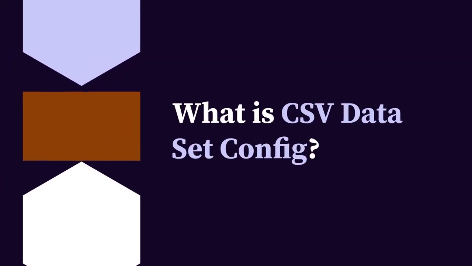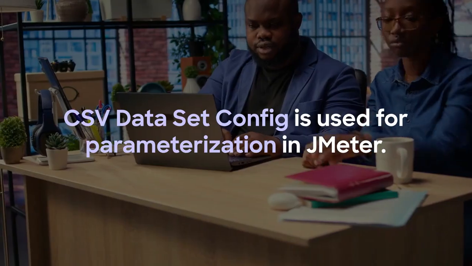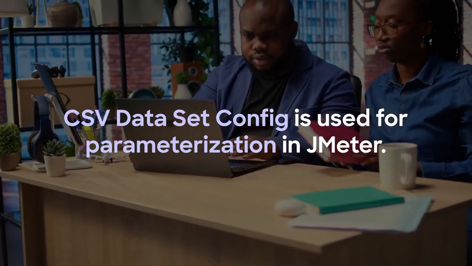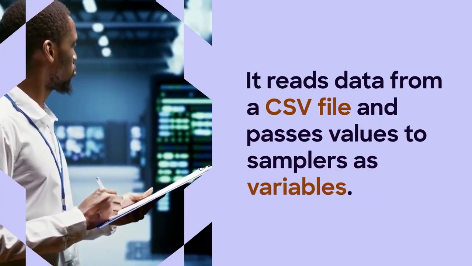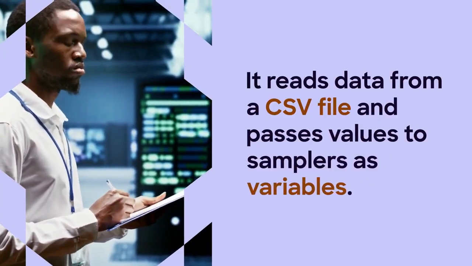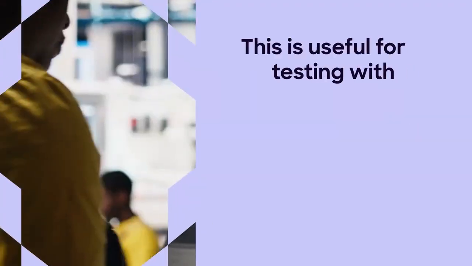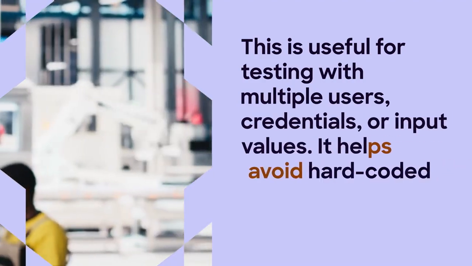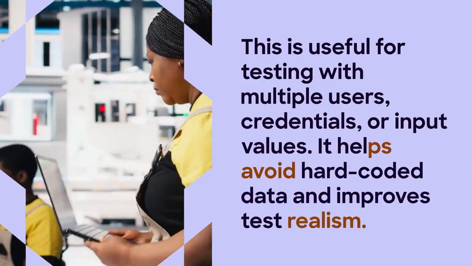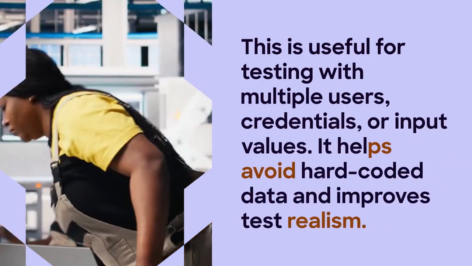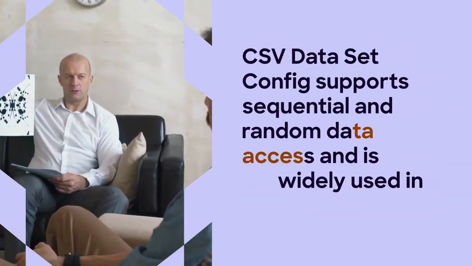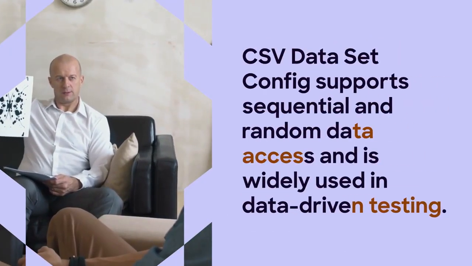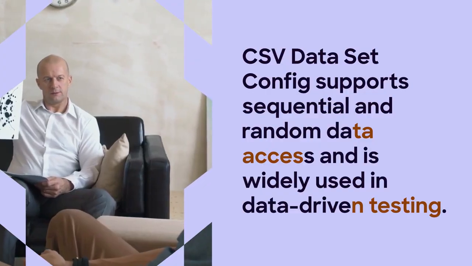12. What is CSV dataset config? CSV dataset config is used for parameterization in Jmeter. It reads data from a CSV file and passes values to samplers as variables. This is useful for testing with multiple users' credentials or input values. It helps avoid hard-coded data and improves test realism. CSV dataset config supports sequential and random data access and is widely used in data-driven testing.